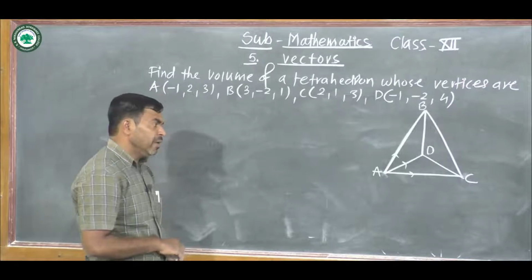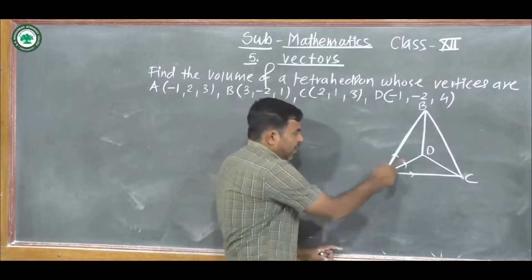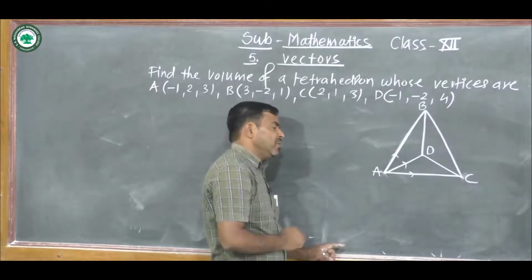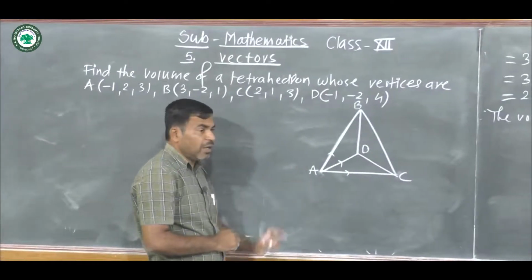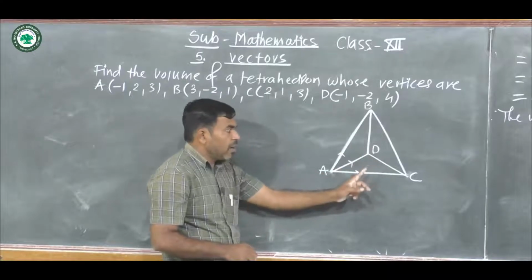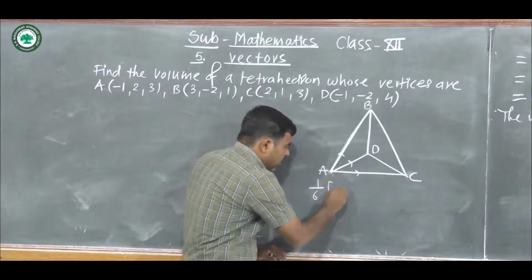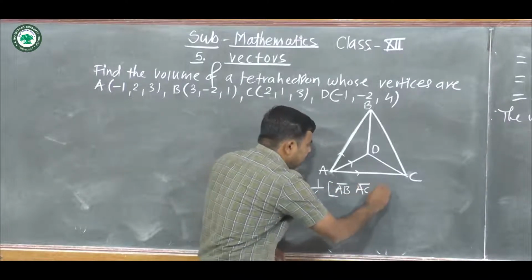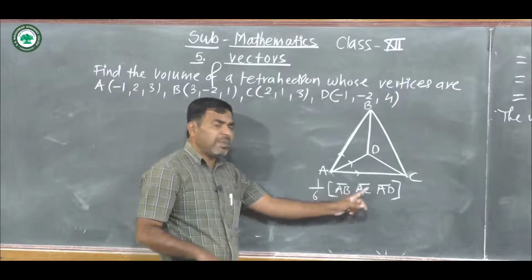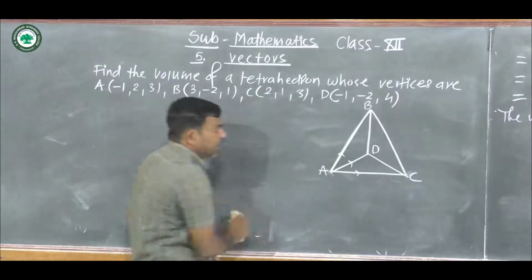We know that if the three coterminous edges are a bar, b bar and c bar, then its volume is 1/6 times the box product of a bar, b bar, c bar. Now here the vectors are not given, vertices are given. But here we have AB bar, AC bar and AD bar. So the volume of this tetrahedron is 1/6 times the box product of AB bar, AC bar and AD bar. So let's find AB bar, AC bar and AD bar.